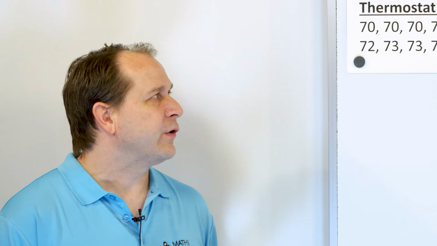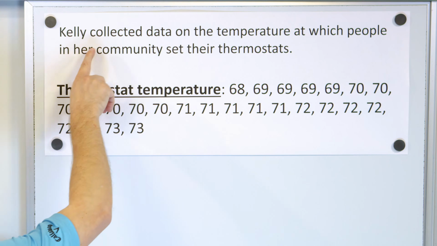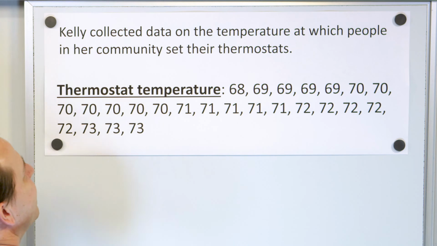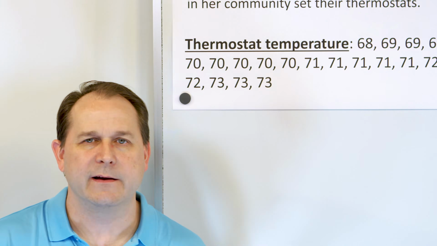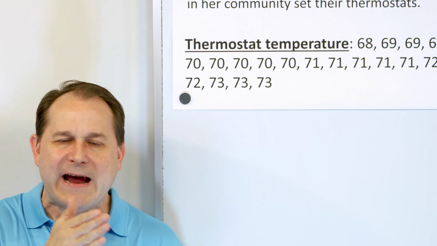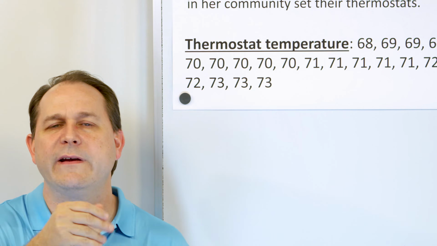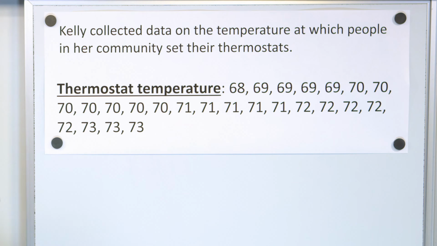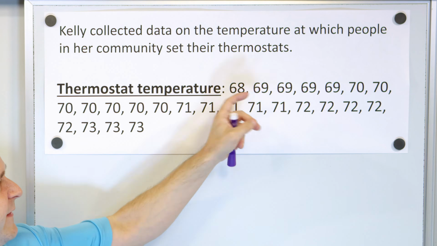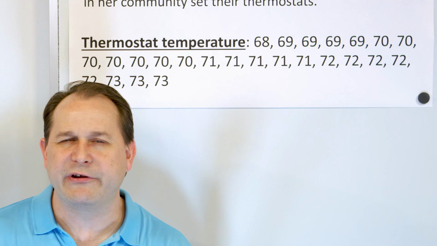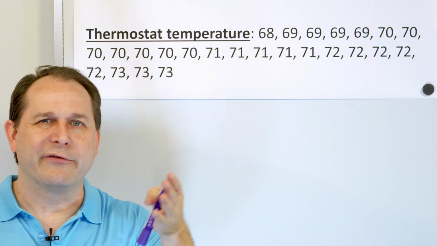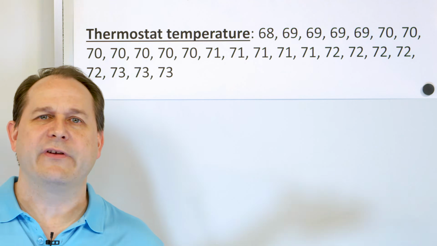So for our first problem, Kelly collected data on the temperature at which people in her community set their thermostats. So basically, she goes down the street to the houses in the neighborhood and says, what temperature do you like to set your thermostat at? One person says 68 degrees. She goes next door, that person says 69 degrees, and so on. I have all the numbers here. Now, I've already put them in order. In reality, it'll be very random. One person will say 80 degrees, next person will say 73 degrees.